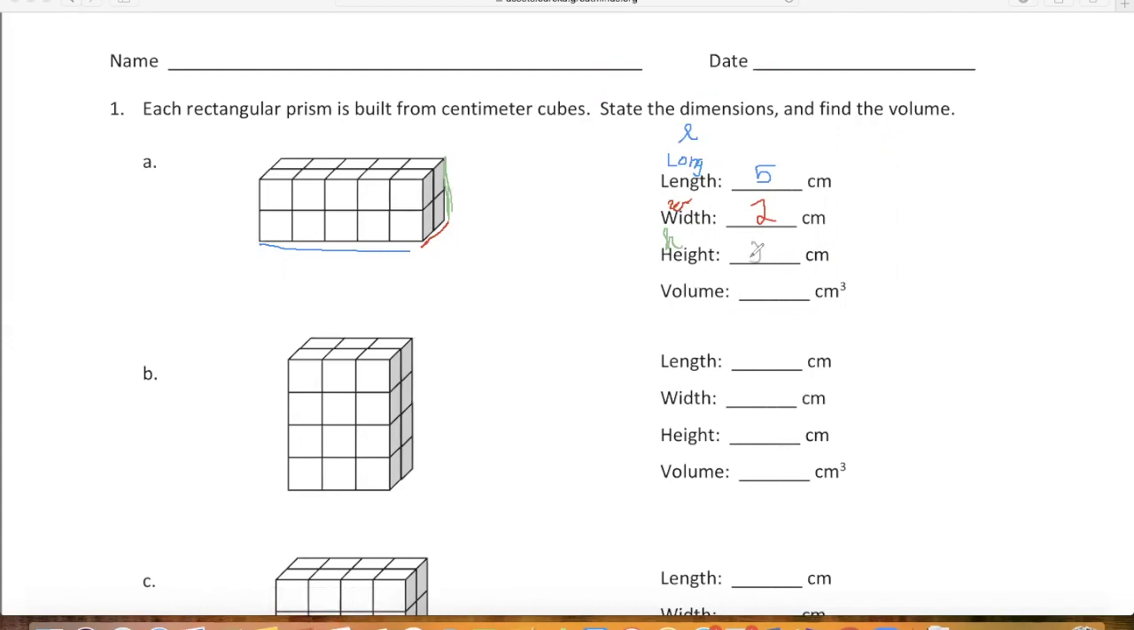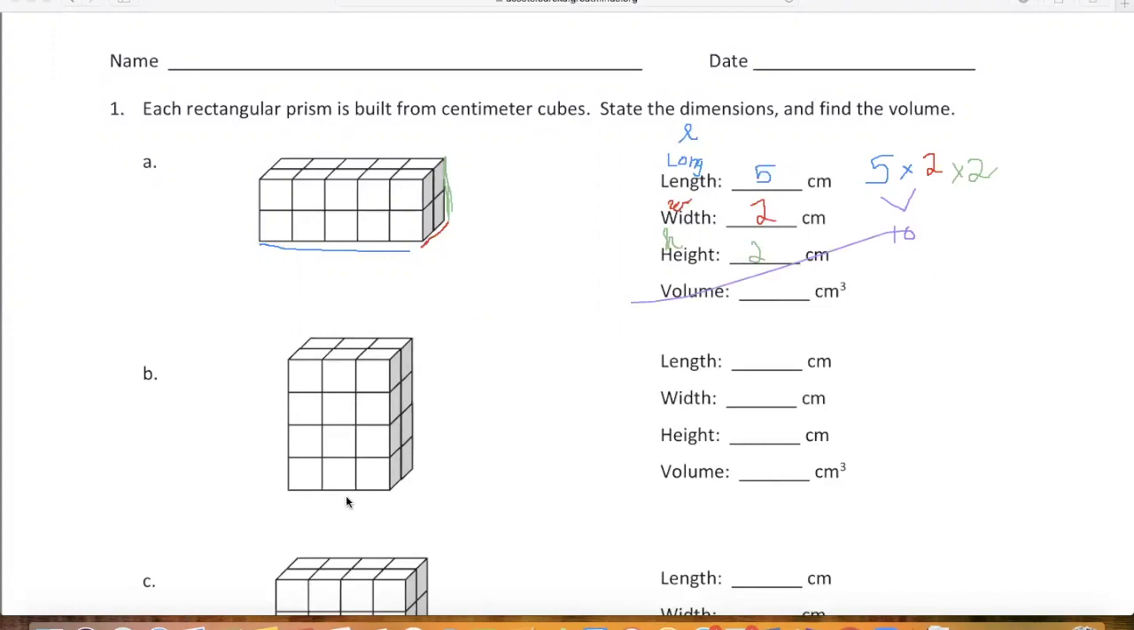And what I'm going to do is instead of writing all that repeated addition, I'm just going to say 5, the length, times the width, which is 2 cubes, times my height, which is also 2 layers going up. So 5 times 2. And you probably already solved these in your head, but just to help you out so you can see this, 5 times 2 is 10.